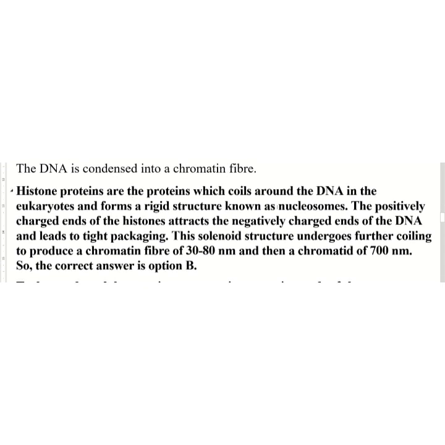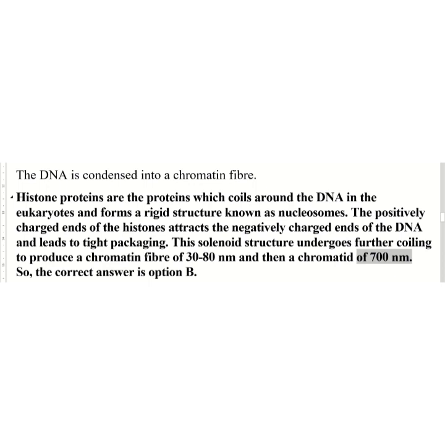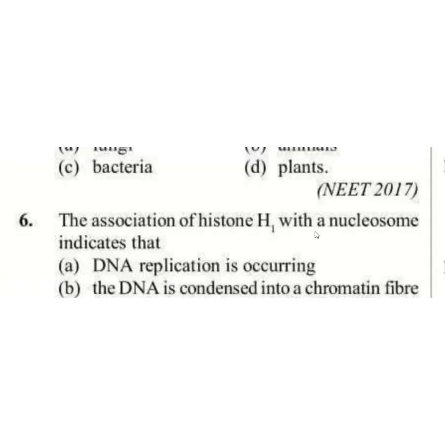Histone proteins coil around the DNA in eukaryotes and form the structure called nucleosome. The positively charged ends of the histones attract the negatively charged DNA and lead to tight packing. This solenoid structure undergoes further coiling to produce a chromatin fiber of 30 to 80 nanometers, and then a chromatid of 700 nanometers is formed. So the correct answer is option B: the association of histone with the nucleosome indicates the DNA is condensed into chromatin fiber.